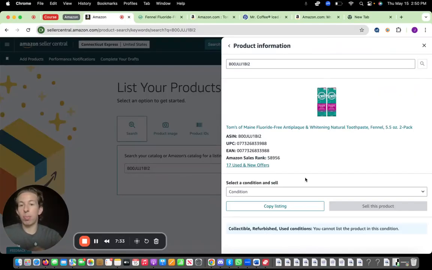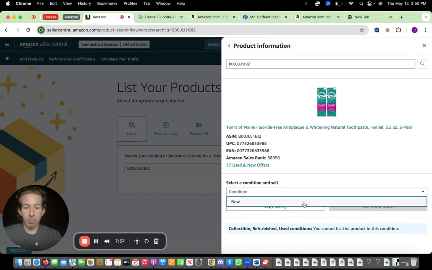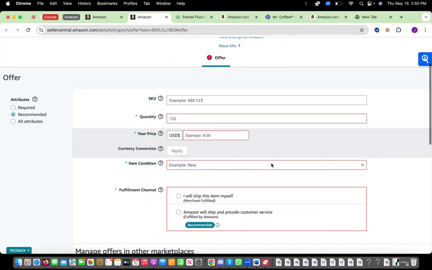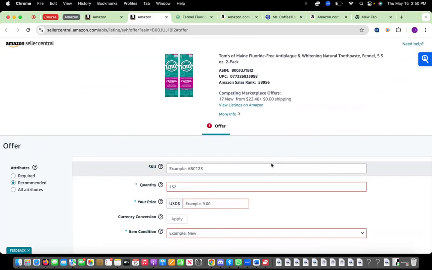I always do this prior to buying product just to make sure that I can actually sell the product and that there are no error messages that would pop up. So I would then hit sell this product. Now here we are in the Seller Central part of things.